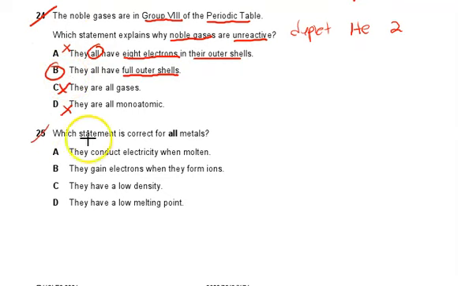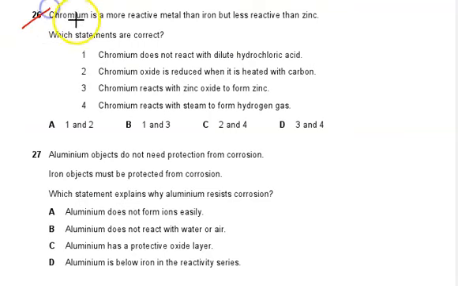Okay, 25. Which statement is correct for all metals? They conduct electricity when molten. Yes, correct. They gain electrons when they form ions. This is wrong, they will donate electrons. They have low density, wrong. Low melting point, also wrong. They have high density and also high melting point. So your best answer here will be A. Okay, 26. Chromium is a more reactive metal than iron but less reactive than zinc.